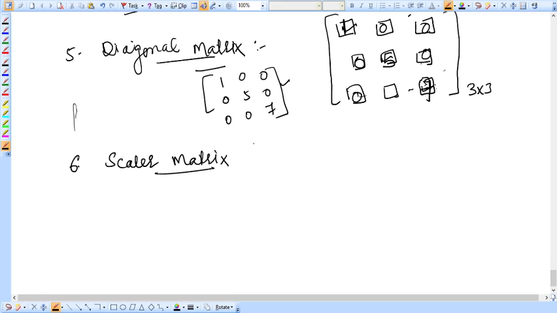Scalar matrix. In a scalar matrix, all the diagonal elements are equal. A diagonal matrix with all diagonal elements equal is called a scalar matrix.